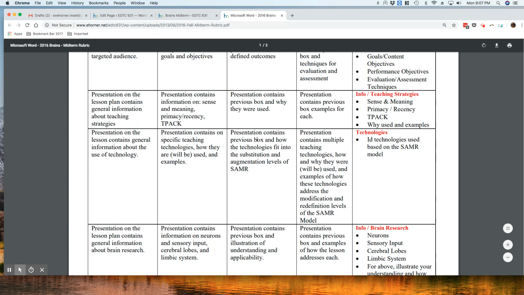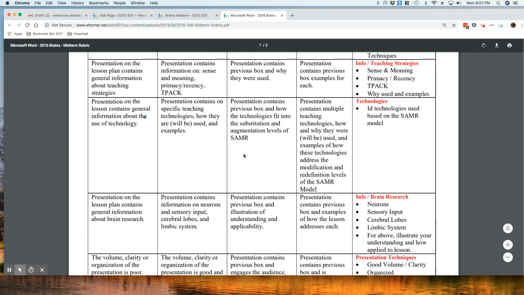In order to get a 4 out of this strand, which deals with TPAC, as well as some other information, teaching strategies, you're going to have to address general teaching strategies. Then you're going to have to address sense and meaning and primacy recency and TPAC. And going into box 3, you need to do both box 1 and 2 and provide some examples of why they were used. You need to explain why they were used, and you need to give some examples.